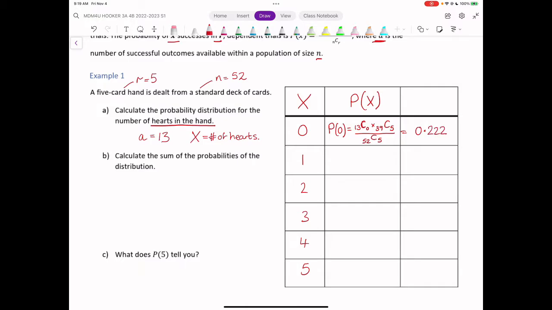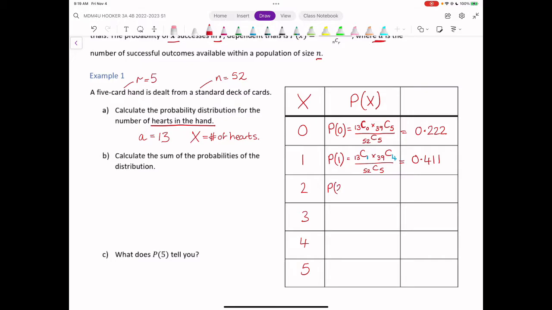Now the formula just repeats, but now for the next one, we're going to have 1 heart. So the change in the formula will be this: 13 choose 1. And then the next bit stays the same. Out of the 39 remaining cards, we're going to have 4 because we already have our 1 heart there. And the rest of the formula stays the same, 52 choose 5. And obviously that computes a little bit differently, so 0.411, and so on.